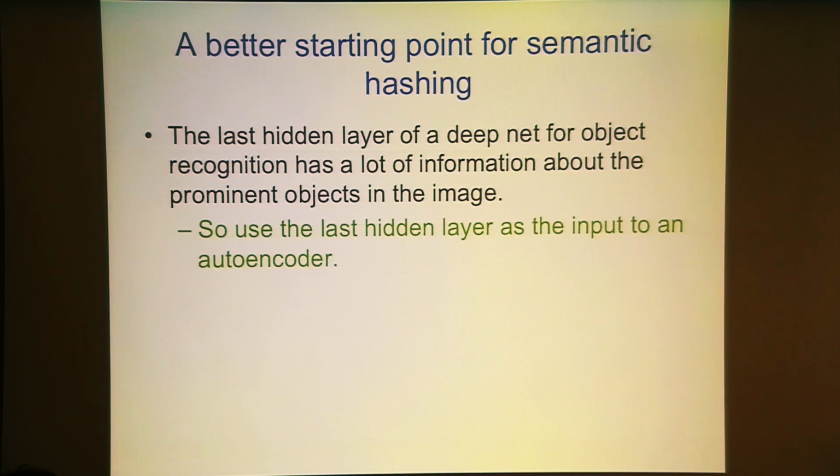More recently, Alex has realized you can make the whole thing work much better. And here's what you do. His original image retrieval thing started with pixels and tried to get binary codes for pixels, and there was no knowledge of object classes at all. It was just pure unsupervised codes for images. But he's now developed a net that's very good at getting 1,000 different classes.